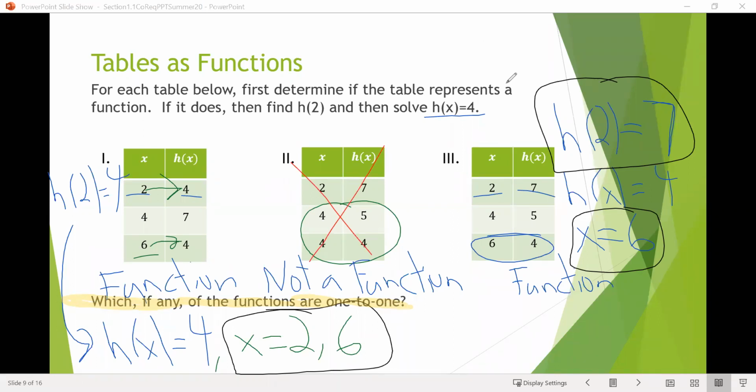However, in this last function, in table 3, we see 2 goes to 7. 2 is the only thing that goes to 7. 4 goes to 5, and it's the only thing that does that. And 6 goes to 4. So it looks like this function is one-to-one because each input goes to a unique output, and each output only has a single input that it's associated with.